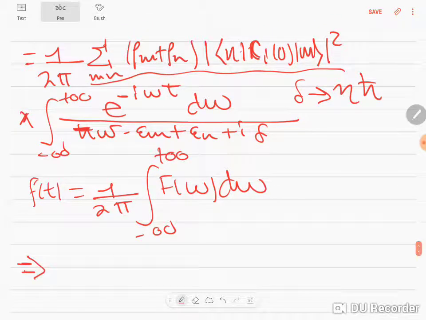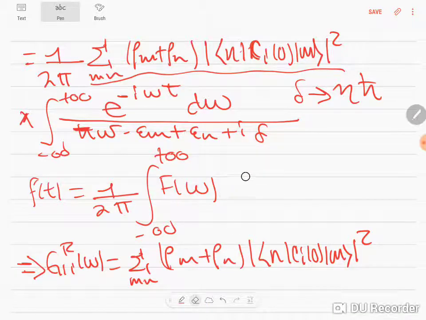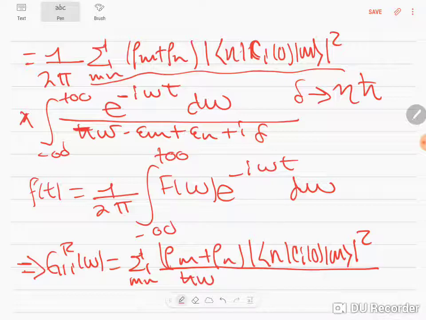So then from this line of argument, I can say that G_ii retarded of omega is equal to the summation over mn of rho m plus rho n, so bra ci of 0 ket m, all that square, and all of this. Sorry, I forgot here, so this is just in the Fourier transform, this is e to the minus I omega t d omega. Okay, so then, and here going back to the spectral representation, so this is h bar omega, see, so minus em minus en plus I delta, and this is the Lehmann representation for the Green's function in retarded version. And now, why is this important?